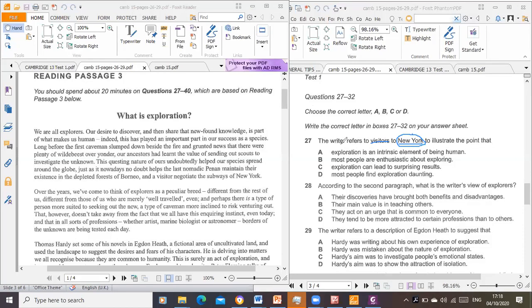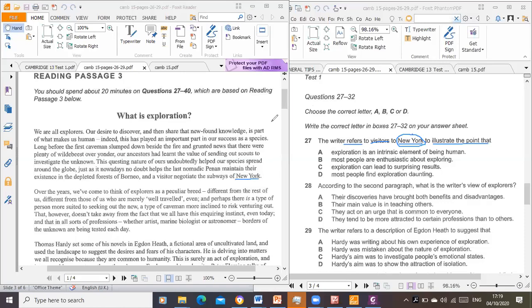So now, what does the writer refer to? And what was he illustrating? That is the point here. What was the writer illustrating when he mentioned visitors to New York? So you now come here, quickly scan through the passage. I want to believe you skimmed through, so I'm not going to do that now. So now you are looking for the keyword that is contained here, and that is New York. So this is where you can find New York, all right?